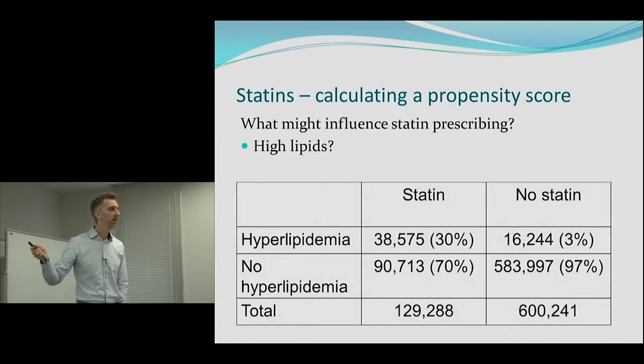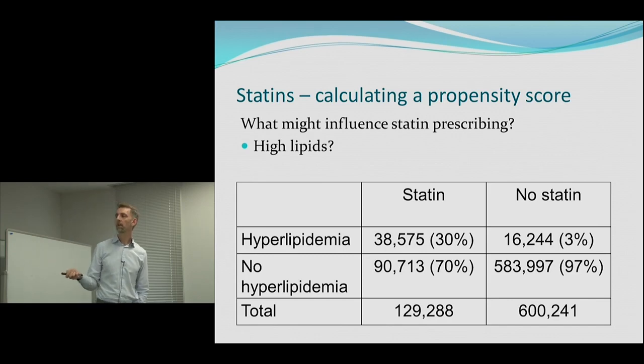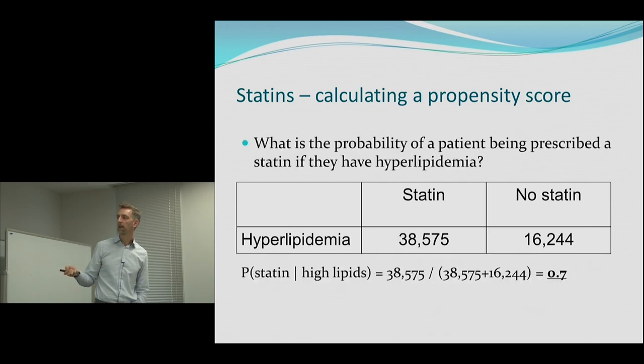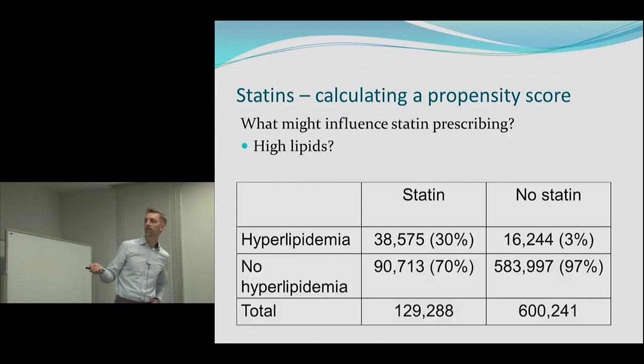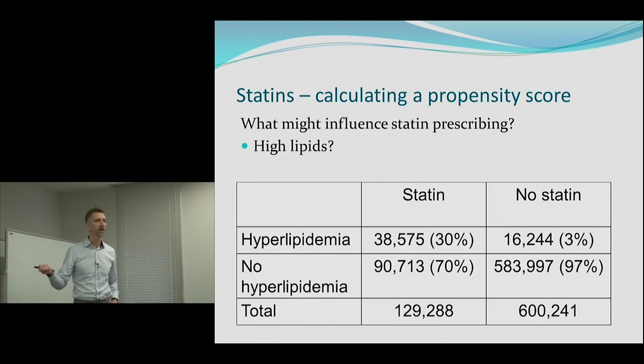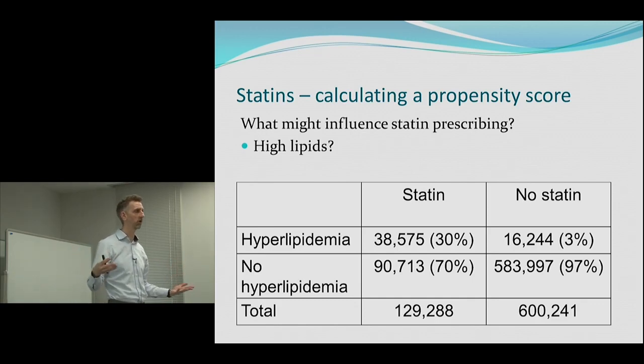So here's the data, and I've broken it down by, in the columns, statin users and non-users, and then in the rows, people who have hyperlipidemia and people who have no hyperlipidemia. Now, not surprisingly, amongst statin users, 30% have high lipids. Amongst non-users, only 3% have high lipids. So that intuitively makes sense, yeah? That's how we would expect the data to look.